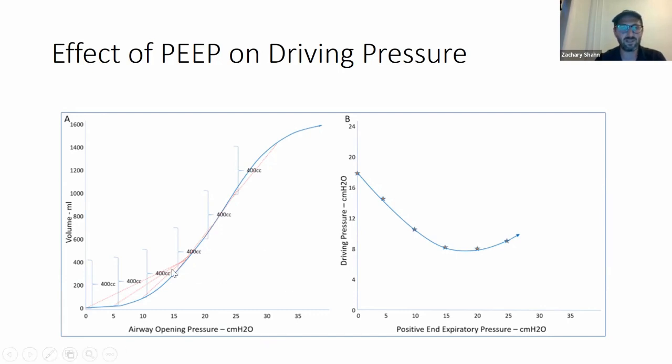This graph is just based on physiology. It's not based on data. It's what physiology predicts the impact of PEEP on driving pressure would be. It predicts this U shape where up to a certain point, increasing PEEP decreases driving pressure, but after that point, it starts increasing it.